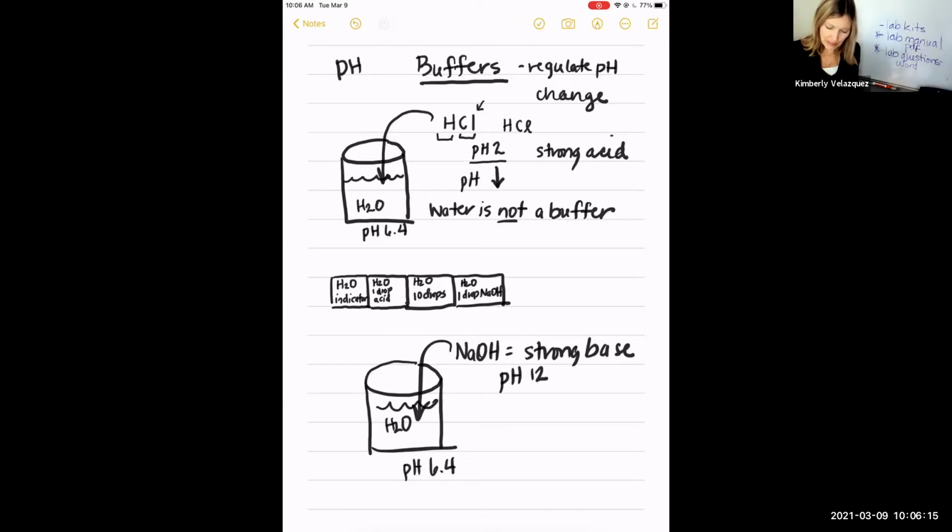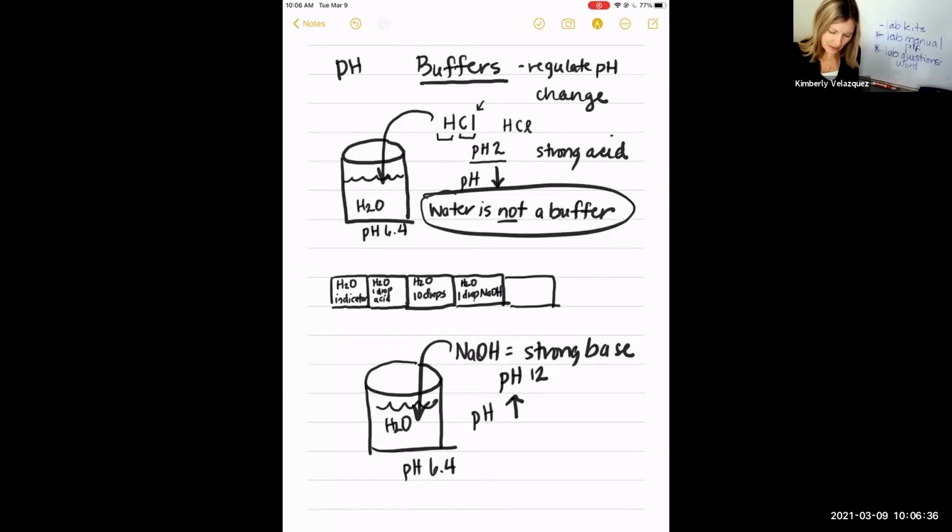If I add a strong base to water, we would expect that pH to increase dramatically because, again, water is not a buffer. So the water becomes whatever we add to it. If we add a base to it, it's going to become a base. So the pH is going to go up dramatically. And here you're testing that. You're adding 1 drop of sodium hydroxide, and then you're adding 10 drops of sodium hydroxide.